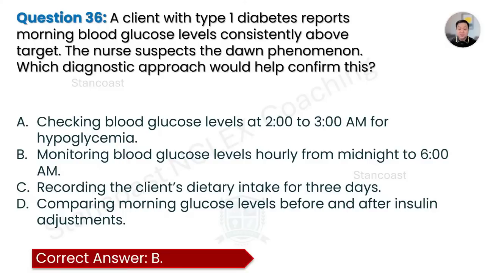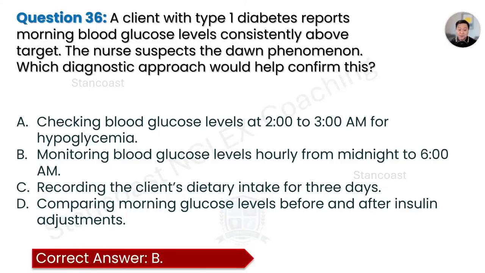Monitoring the glucose levels hourly during the night can help differentiate between the dawn phenomenon and the Somogyi effect, wherein the blood glucose drops and then rebounds. So here you have to look for the specific diagnostics that can confirm the suspected condition. And in this case, monitoring blood glucose during the night will directly address whether the issue is either dawn phenomenon or the Somogyi effect.